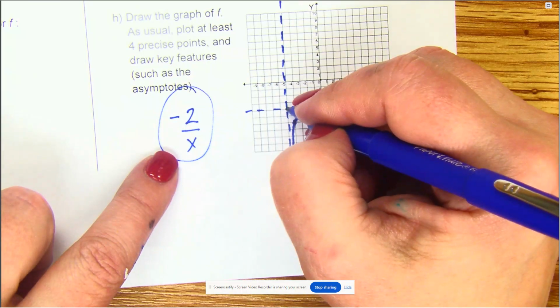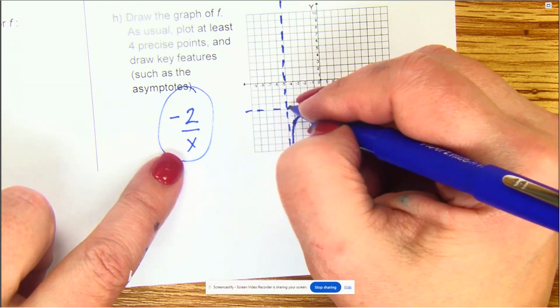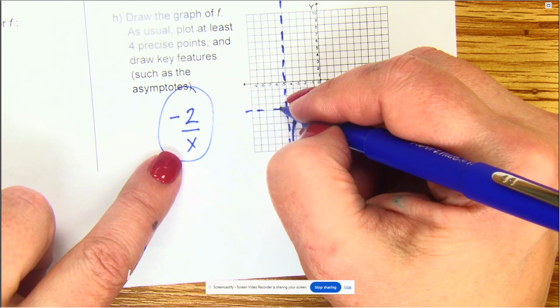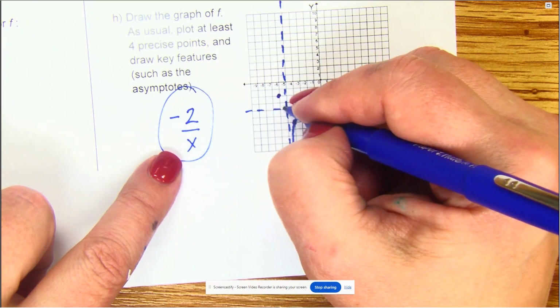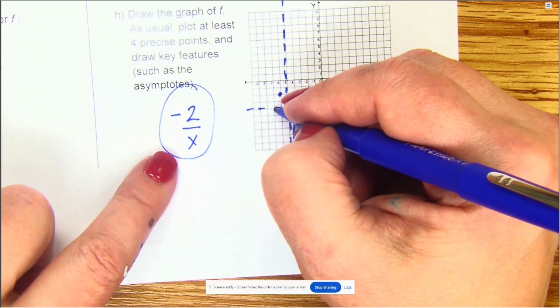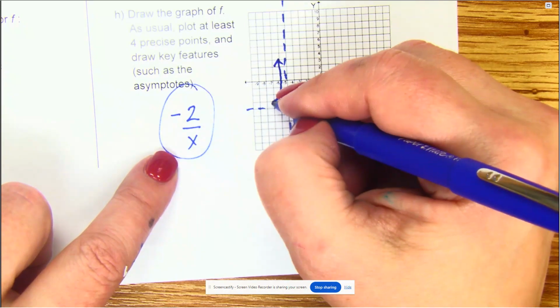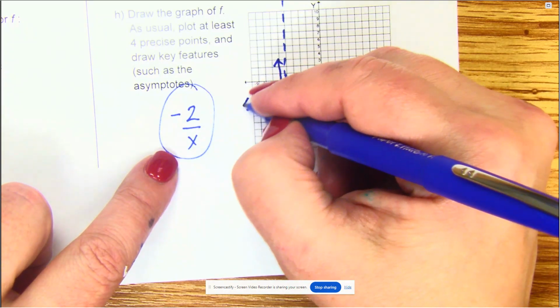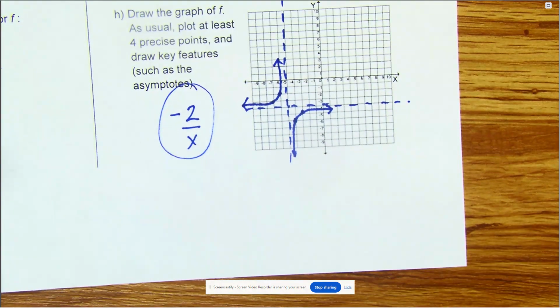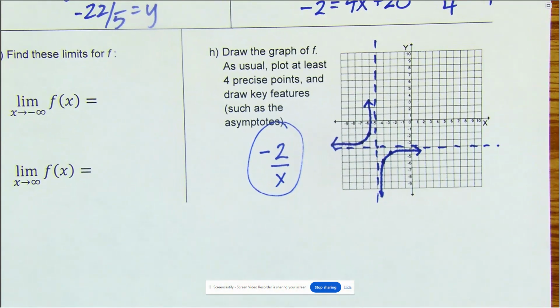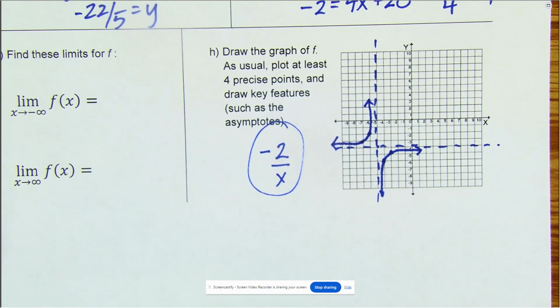And I come over here. I go to the left. A negative. Negative 2 divided by negative 1 is positive 2. 2 to the left. Negative 2 divided by negative 2 is positive 1. I realize I skipped over that. I like to graph it. So now the limit.